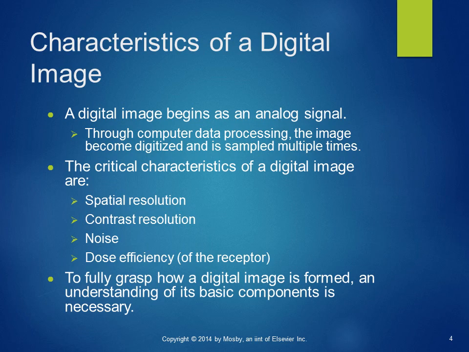Characteristics of a digital image. A digital image begins as an analog image. Through computer data processing, the image becomes digitized and is sampled multiple times. The critical characteristics of a digital image are spatial resolution, contrast resolution, noise, dose efficiency of the receptor, and to fully grasp how a digital image is formed, an understanding of its basic components is also necessary.